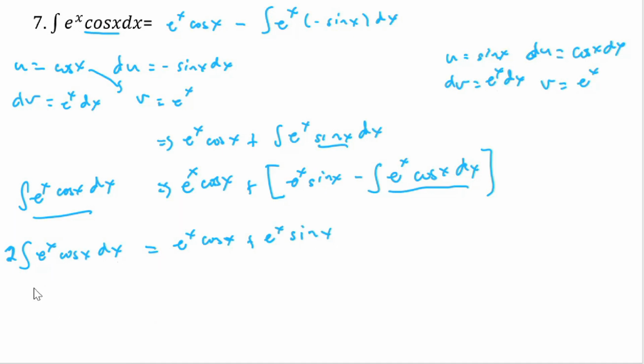Since we're only solving for the integral of e raised to x cosine x dx, then we need to divide by 2. So therefore, we have the integral now of e raised to x cosine of x dx is equal to 1/2 of e raised to x cosine x plus e raised to x sine x plus a constant. Or if you like, you can also factor out the e raised to x. So it could be now 1/2 of e raised to x times cosine x plus sine x, then plus a constant.